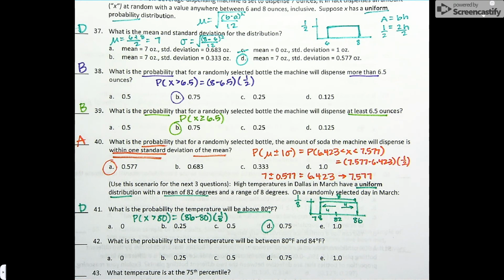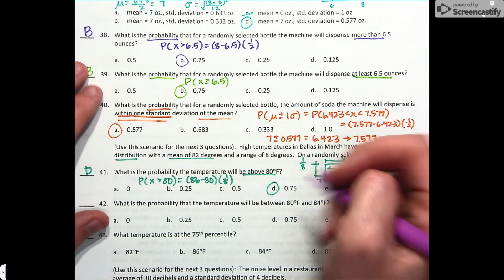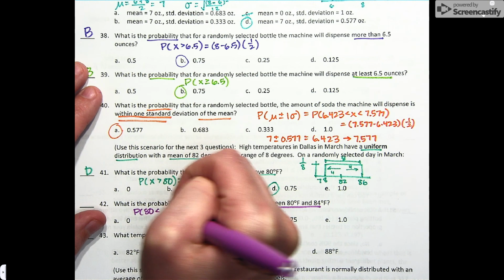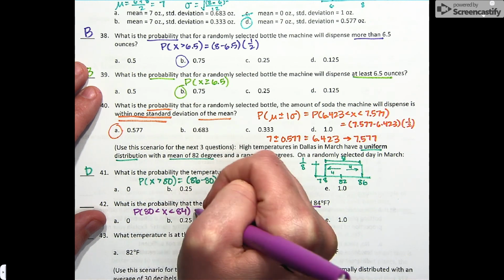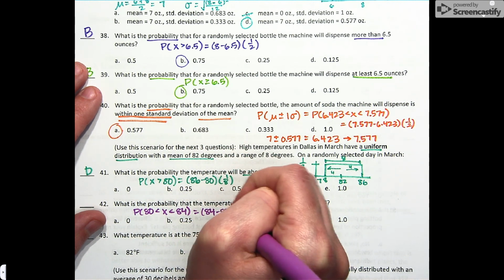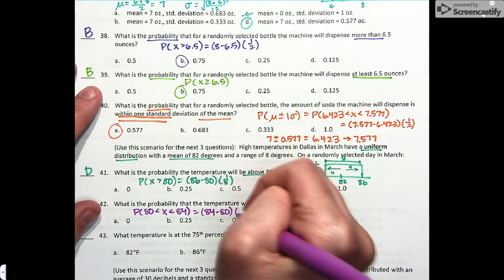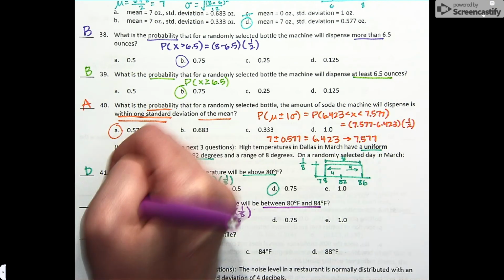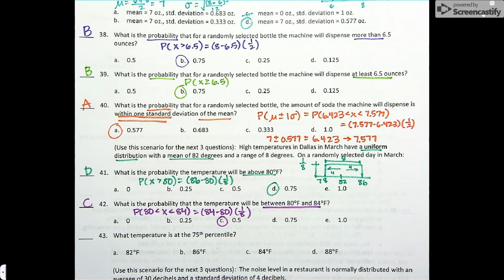Okay, what is the probability that the temperature will be between 80 and 84? If I want to be between 80 and 84, I would find the length between those two values and then multiply by the height. So that's going to be 0.5.